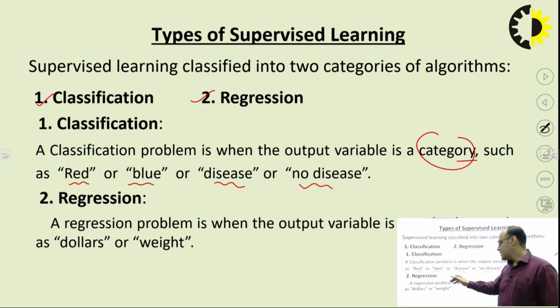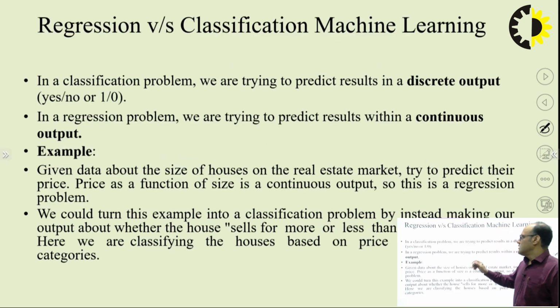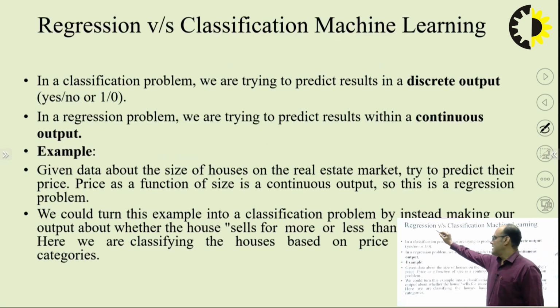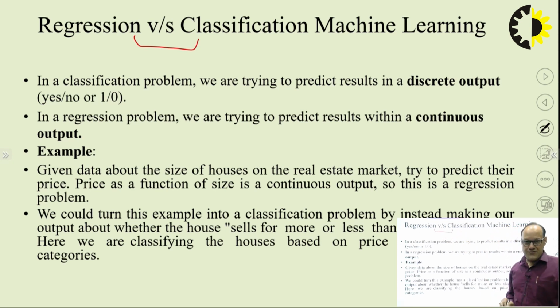Okay, and what is regression? Regression means where the data is in continuous form, for example, when the output variable is a real valued output, such as dollars and weight. The amount of money or weight is in real value. So when a real value is involved in the training and testing data, then we will use the concept of regression. Let me firstly elaborate the difference between regression and classification.